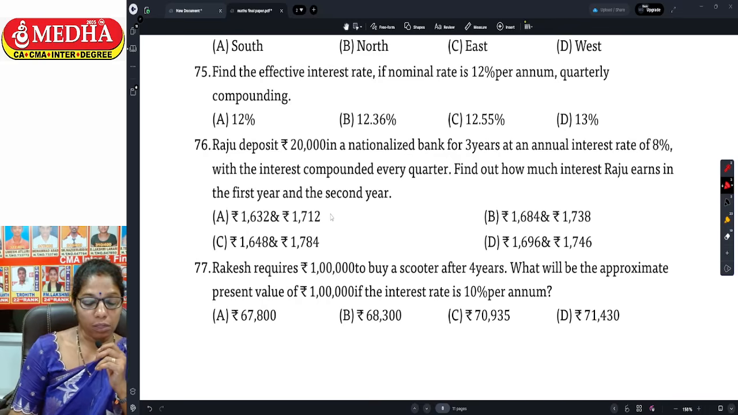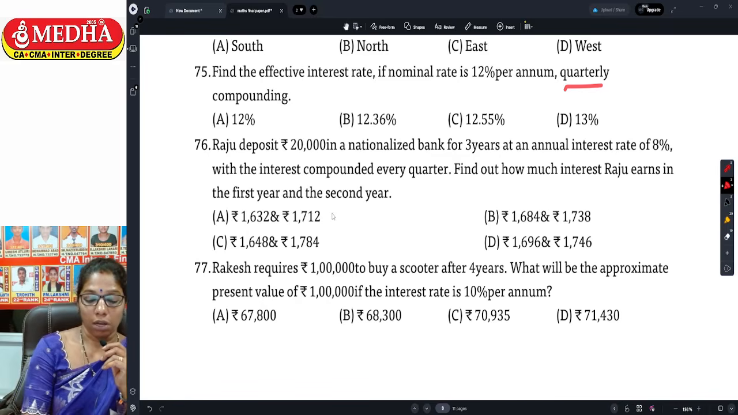So find the effective rate of interest. The nominal rate is 12% per annum. Nominal rate is given, compounded quarterly. So R is 12%. We have to find the effective rate of interest.